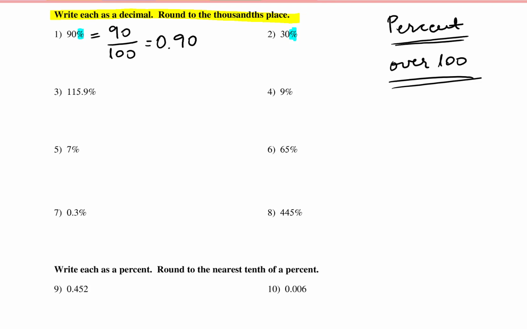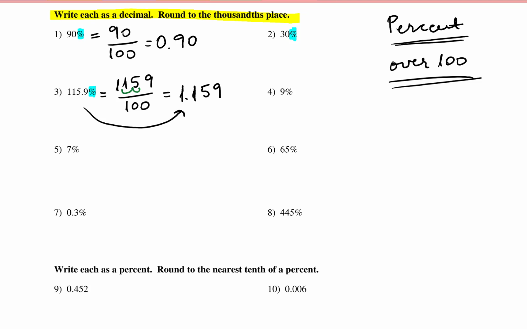Problem 3. Again, 115.9%. So we write 115.9 divided by 100. And if you put it in the calculator or you just move the decimal point 2 places to the left, you end up with 1.159. So from a percentage, we change to a decimal.